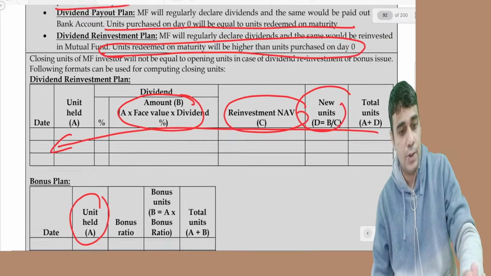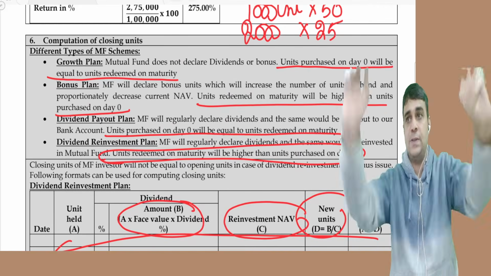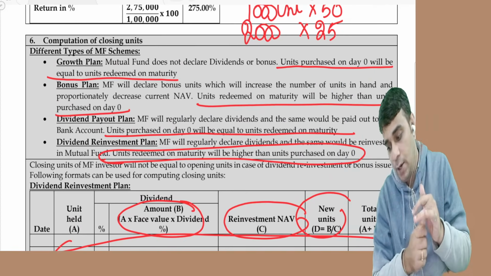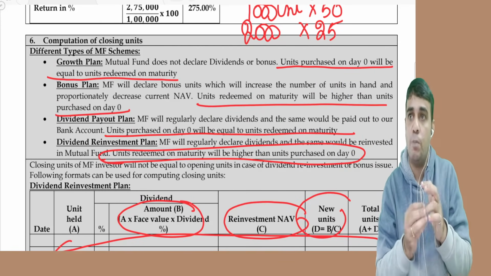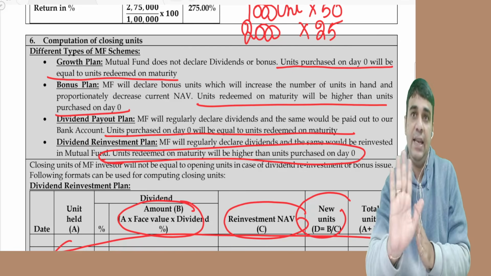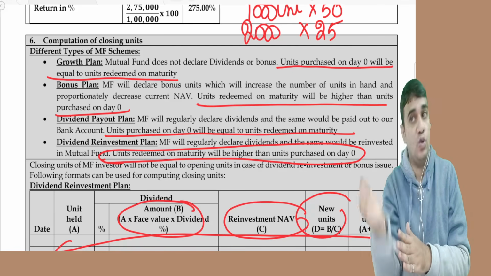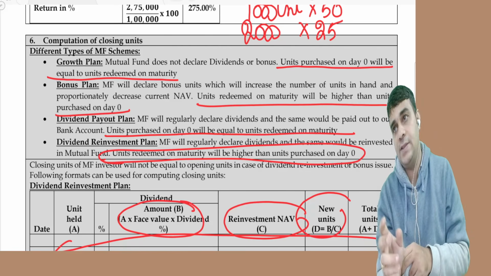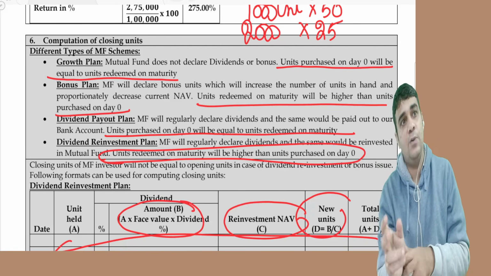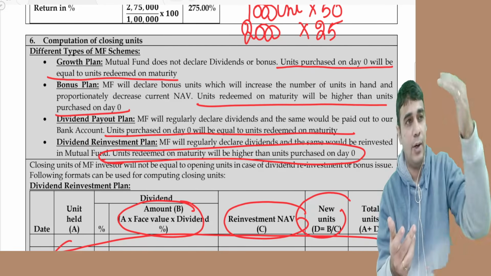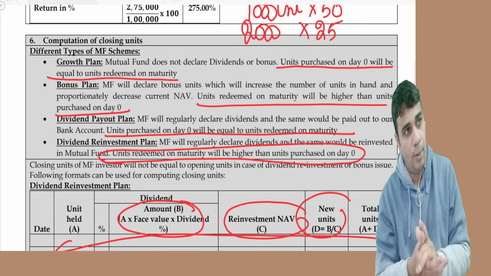So four options in the practical world: growth plan, bonus plan, dividend payout, dividend reinvestment. For growth, technically, if the units opening and closing are the same, I can use a formula: (NAV1 minus NAV0 plus D1 plus CG1) by NAV0 into 12 by M into 100. I can do that, or I can do a detailed calculation. You'll understand when I do a problem.